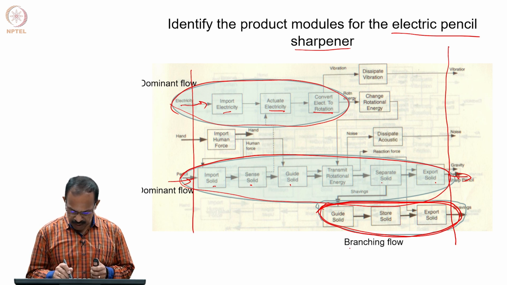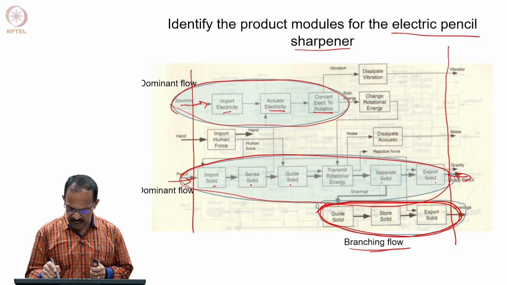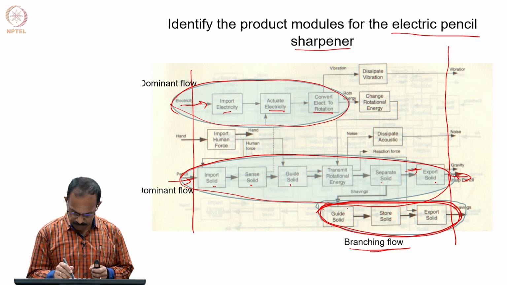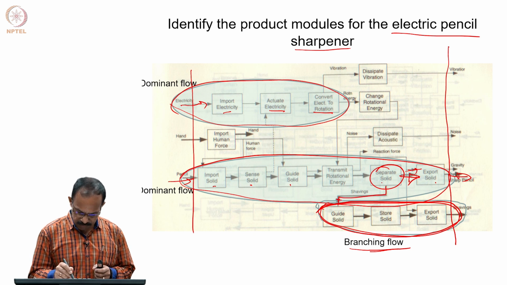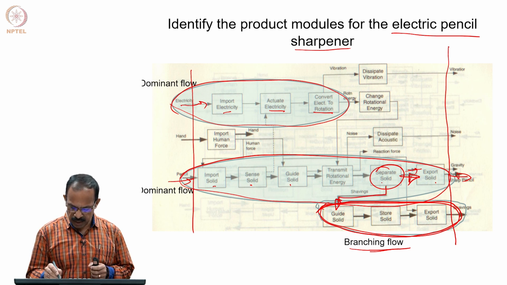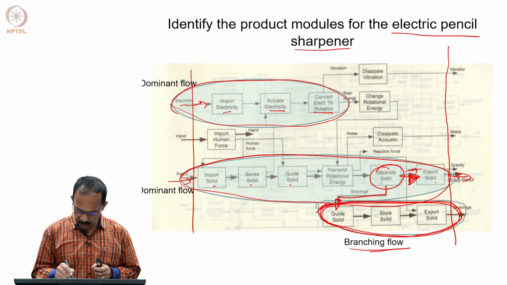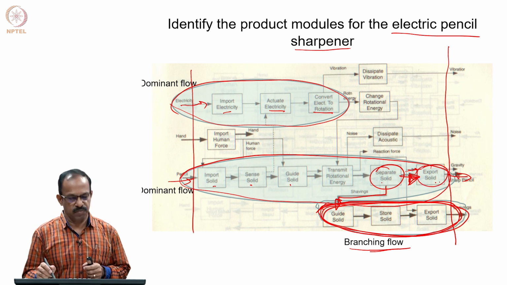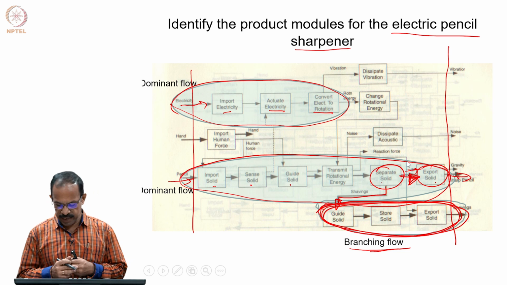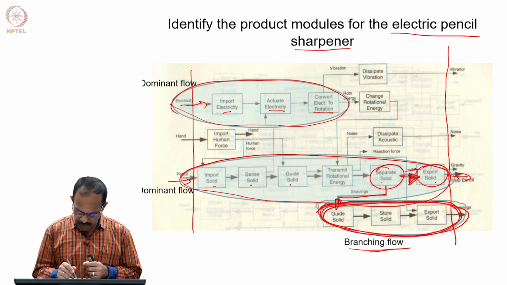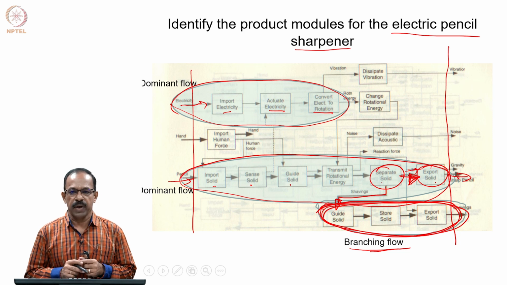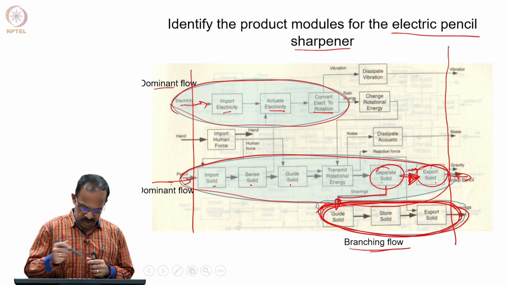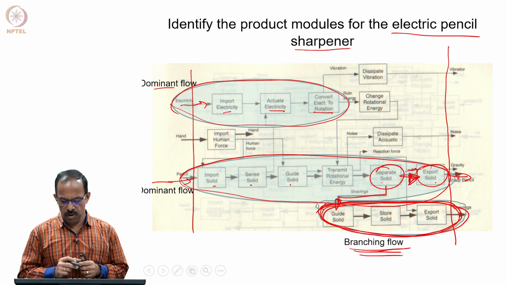Now, there can be other opportunities also. This becomes a branching flow module because it branches out from here. The material solid goes out from here, one branch here and one branch out here. So this can be considered a branching flow, and therefore this becomes another module, the branching flow module. This becomes another one, but since only one function is there, we need to see whether it can be taken as a separate module or not. Otherwise it becomes part of the branching flow module. So these two are the dominant flow modules and this one is a branching flow module.